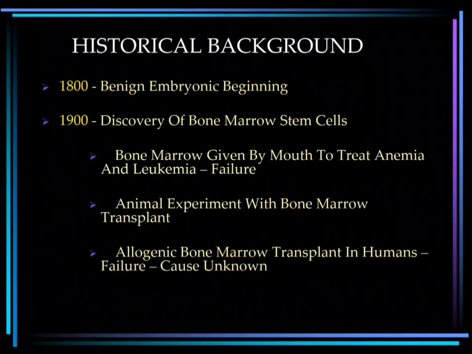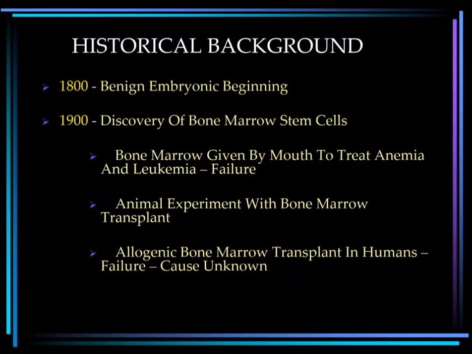Now, going on to a little bit of historical background about stem cells. As early as the 18th century, people started talking about embryonic beginnings, and for the next 100 years there was silence. By the 19th century, they started talking about the discovery of bone marrow stem cells. The people didn't just sit quiet over this. They started their experiments. Bone marrow was given by oral route to treat anemia and leukemia. Obviously it ended in failure. They didn't know why it failed also.